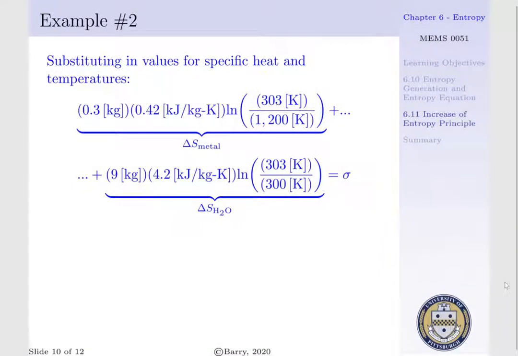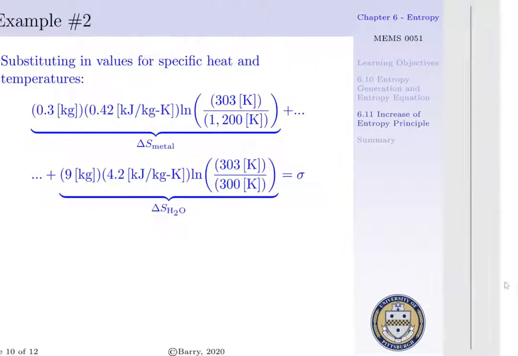Substituting in values for specific heat and temperature, we have the change of entropy of our metal being equal to 0.3 kilograms times 0.42 kilojoule per kg K times the natural log of 303 per 1200 Kelvin. This would be plus the change of entropy for water, which would be 9 kilograms times 4.2 kilojoule per kg K times the natural log of 303 per 300 Kelvin. And this would be equal to sigma, our entropy production.